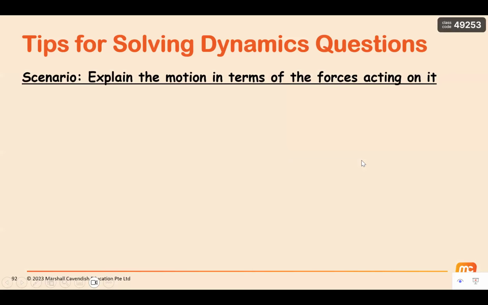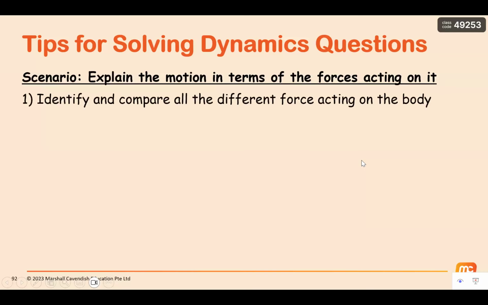Okay, they will usually ask you to explain the motion of some objects in terms of the forces acting on it. So whenever we need to explain motion in terms of the forces acting on it, we need to state three different things. The first one, we need to identify and compare all the different forces acting on the object. Because they want you to explain in terms of forces.